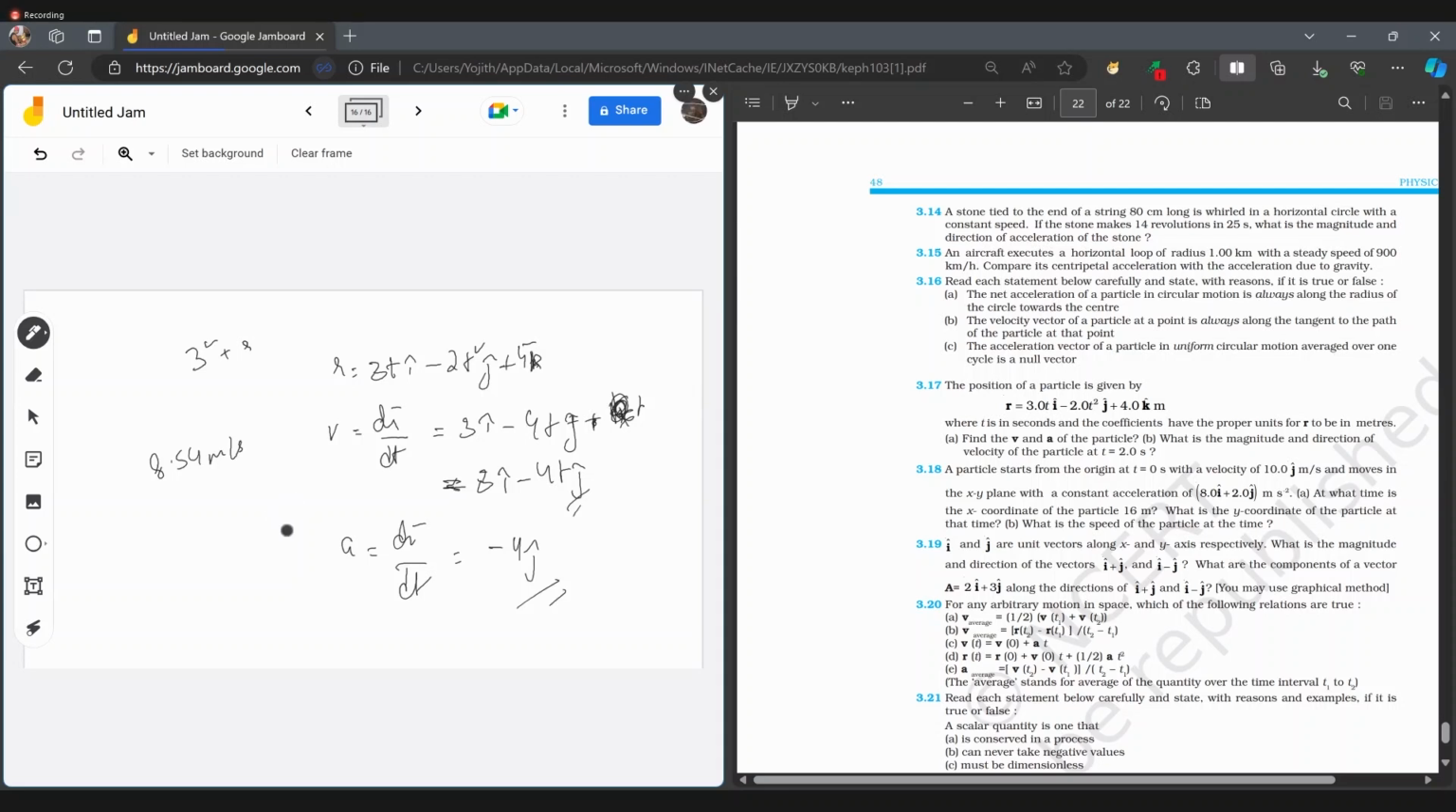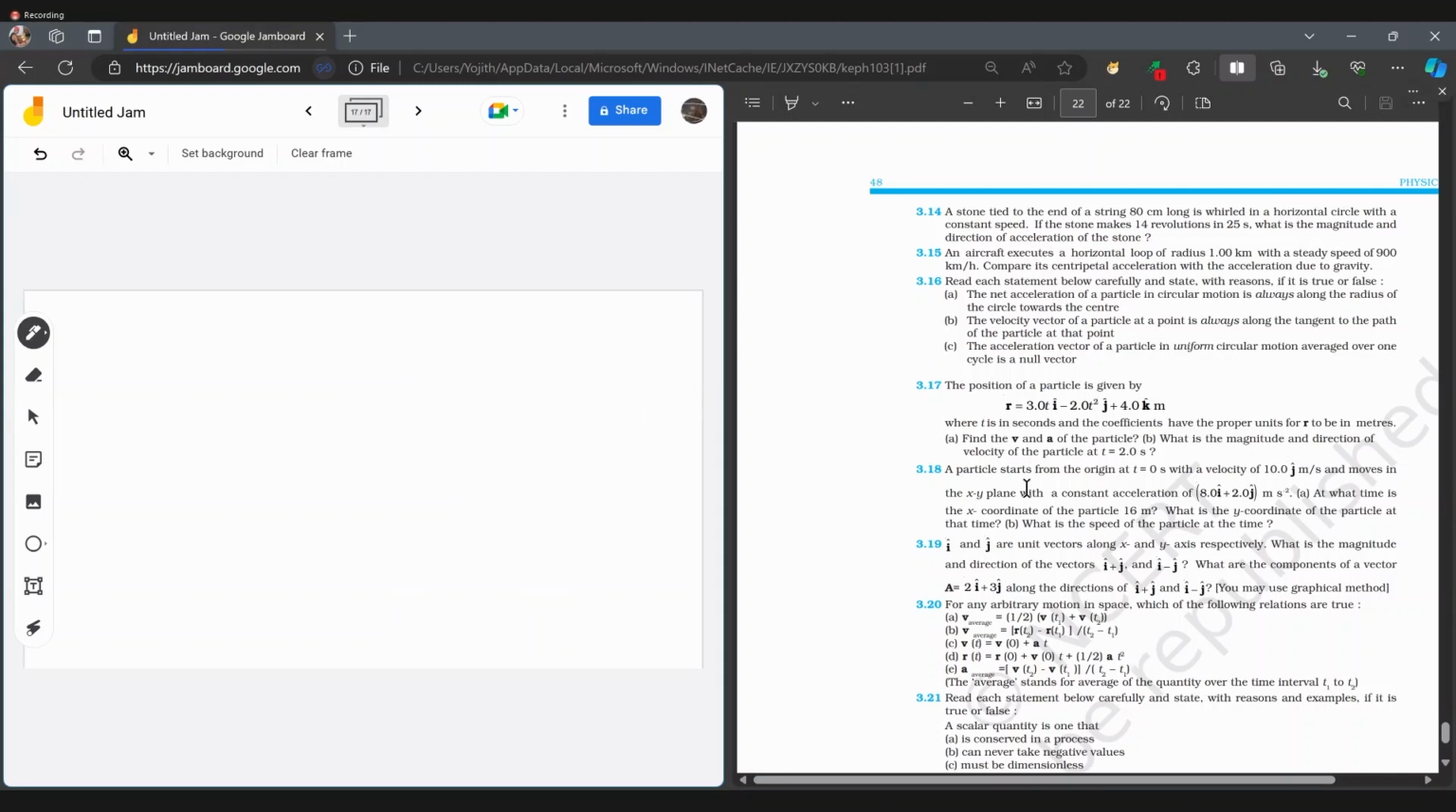Next question. A particle starts from the origin at t equal to 0 seconds with a velocity of 10 j-cap meters per second and moves in the xy plane with a constant acceleration of 8 i-cap plus 2 j-cap meters per second square. At what time is the x-coordinate of the particle 16 meters? What is the y-coordinate of the particle at that time? What is the speed of the particle at that time?